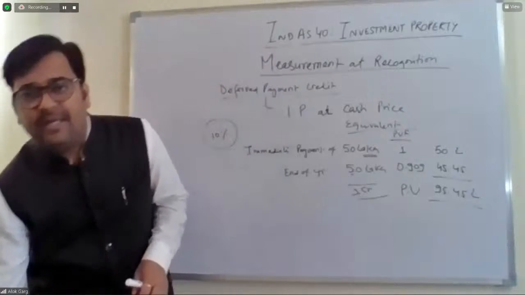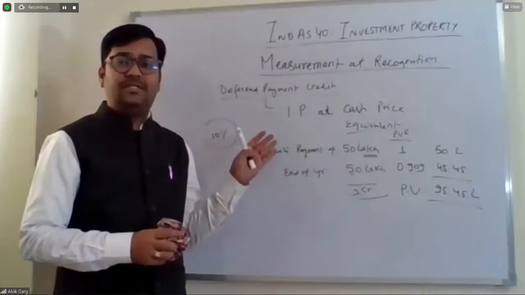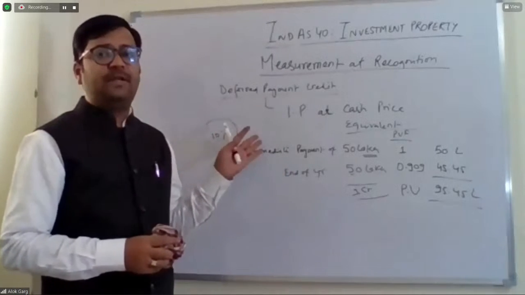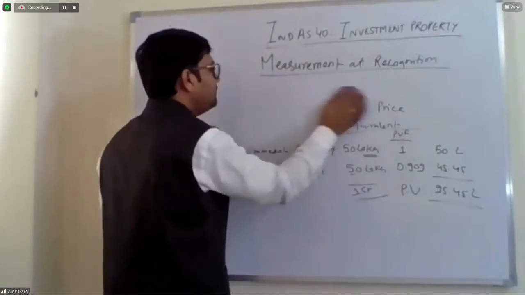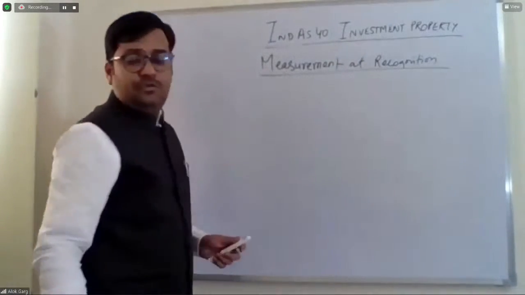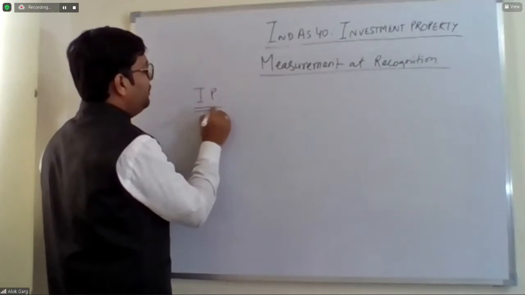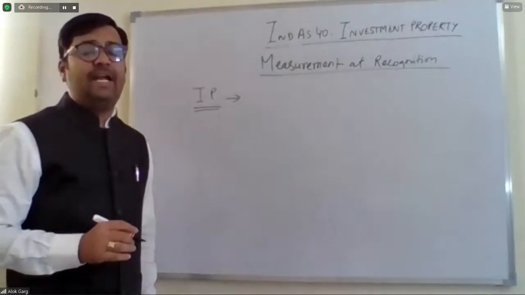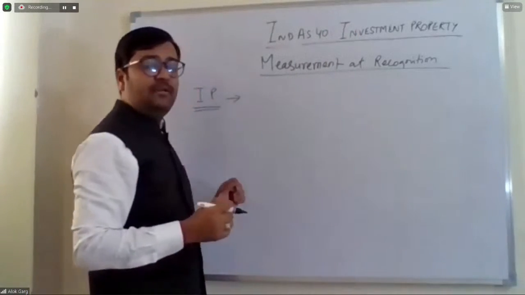Okay. Now, the next concept is exchange of asset. So we discussed investment property recognition and investment property measurement in case of purchase or construction. We discussed deferred payment credit. Now we are discussing exchange of asset. Investment property is a non-monetary asset. So if this investment property is acquired by way of exchanging some monetary and non-monetary asset, or some non-monetary asset.